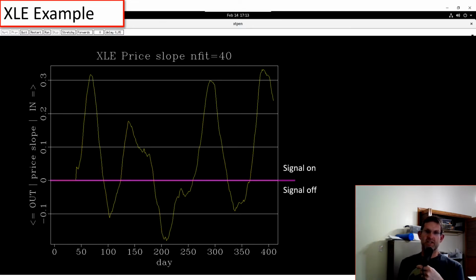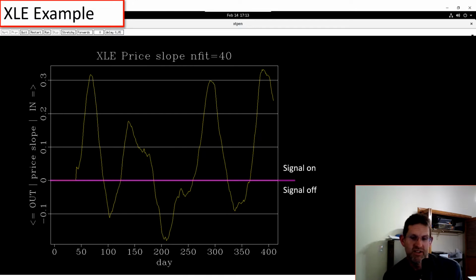So here's the price slope attribute for XLE, now using a window of 40 days to compute the best fit line, whereas I used 20 days in some of the previous plots. Whenever the slope value is greater than 0, it's a buy signal. I like this method for this particular stock. 40 days is a nice long window, because it's either on or off for an extended period of time.